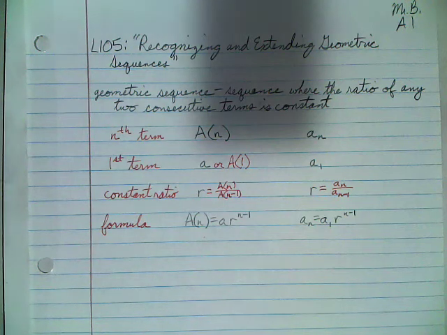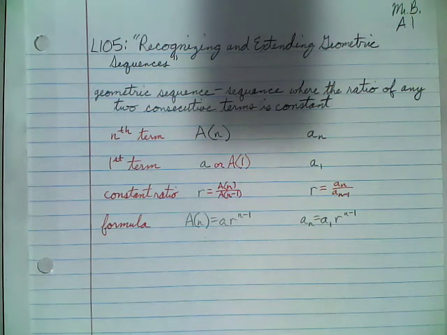This video is over Lesson 105, Recognizing and Extending Geometric Sequences. A geometric sequence is a sequence where the ratio of any two consecutive terms is constant. We've got some symbols and some formulas here that go along with this. I've provided two different versions of this. One is the one your book is going to use, and the other is the one that I have seen more often used.